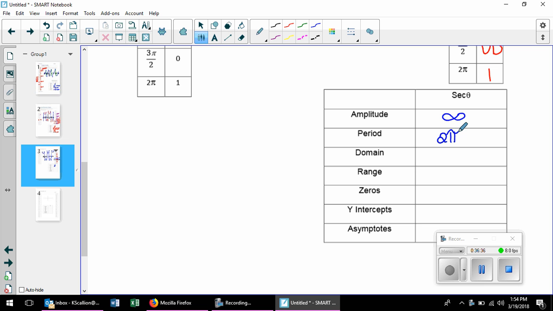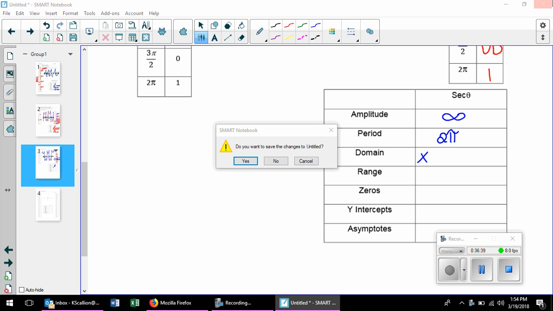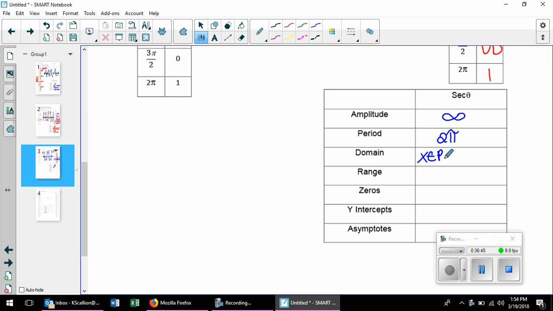Domain. Range. I hear mumbling. I hope it's right. Negative infinity to -1, inclusive, in union with 1 to positive infinity.